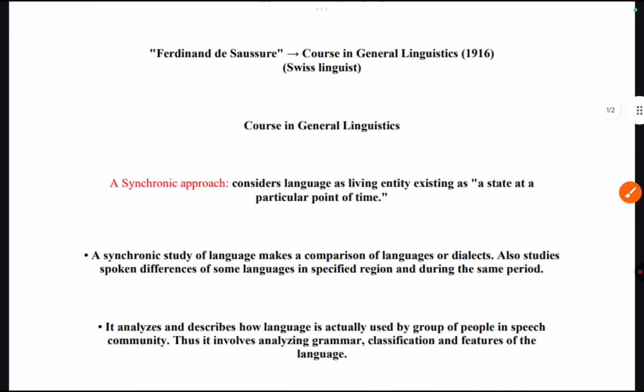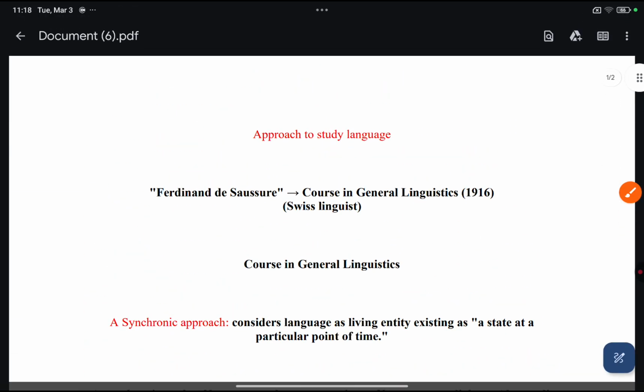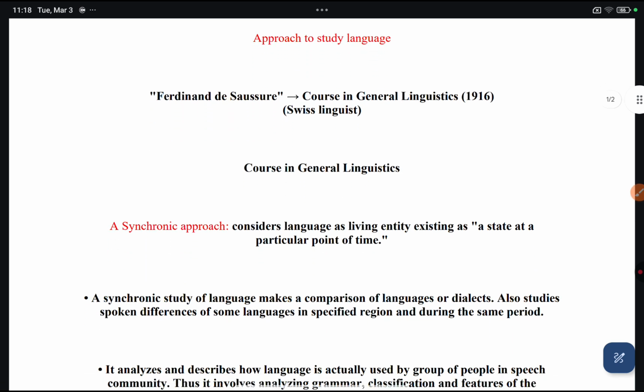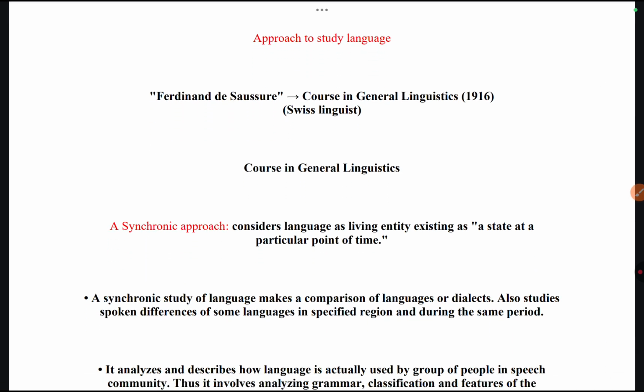Friends, this was all about approaches to study a language. You must remember these things. These are often asked in your competitive exams, and nowadays the weightage of the linguistics portion is also increasing. So these are the most important topics which have been mentioned in your masters as well as in graduation. So you must prepare this, and this is all, and thank you for listening.